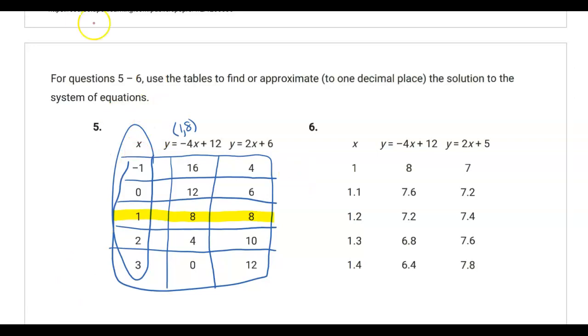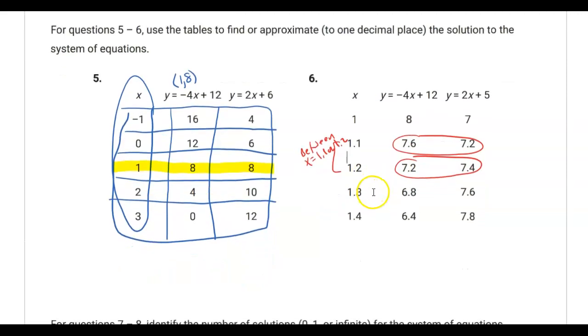So for this one, they want to guesstimate. Now, which y values are close to each other? If I look, these y values are close to each other, these y values are close together. Therefore, they're saying the solution is somewhere between an x value of 1.1 or 1.2, okay?